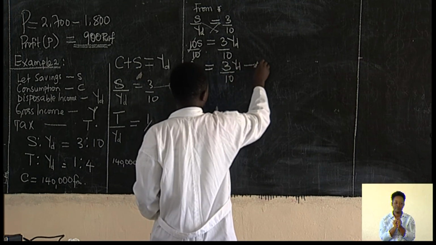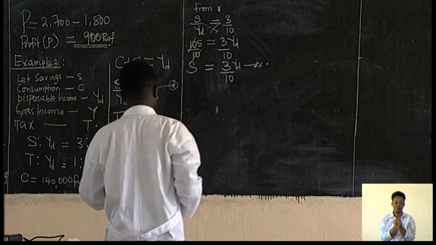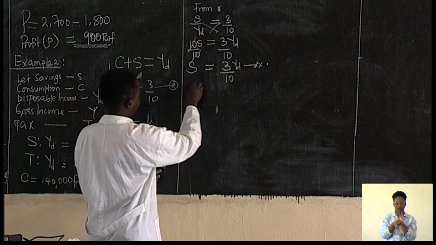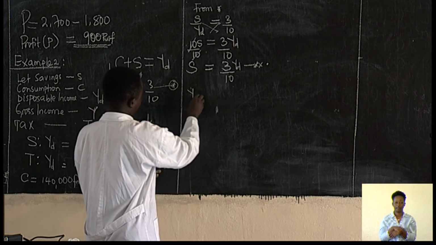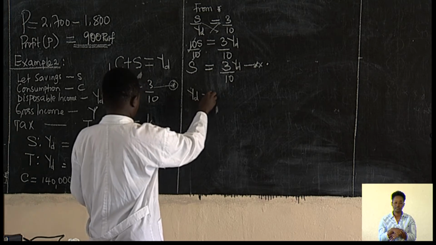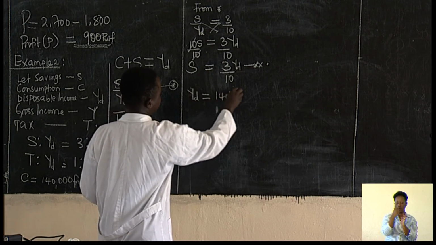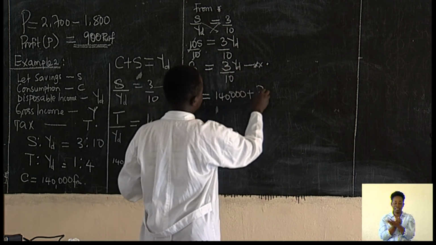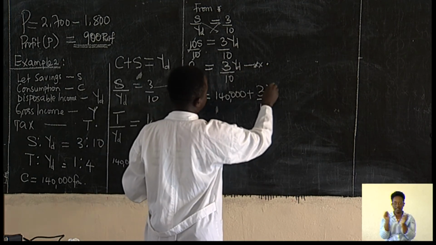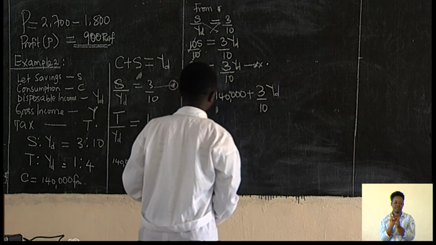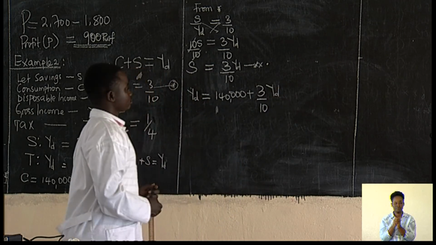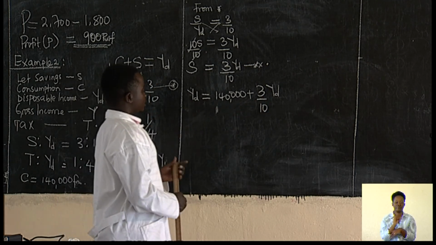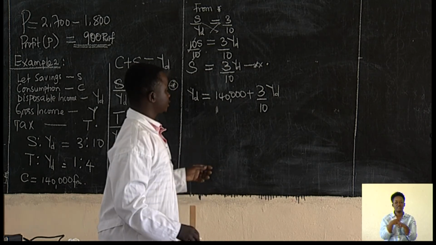So this one, we can substitute in this. Whereby our disposable income should be equal to 140, which is consumption, plus savings, but savings is 3 out of 10 YD. Then from here you can solve this, and you get your disposable income. So there are very many ways you can work this out.